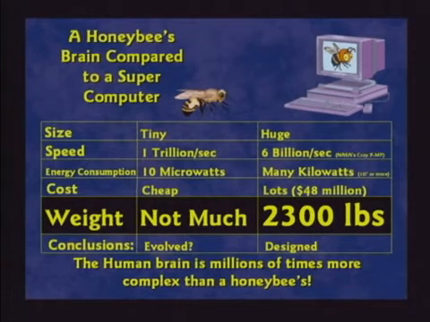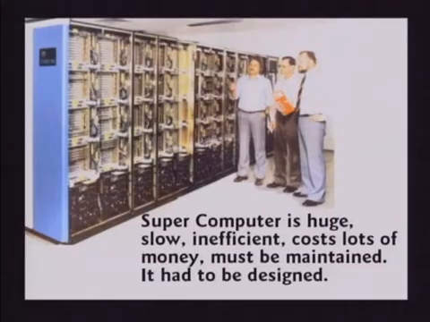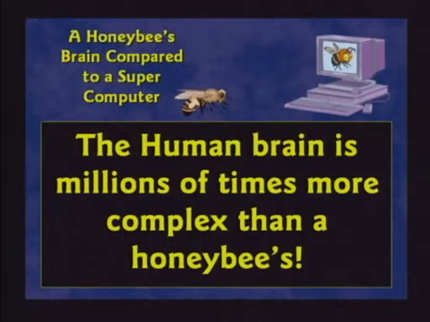Let's see, what can we conclude? The supercomputer was huge, slow, inefficient. You had to babysit the dumb thing. But everybody knows it had to be designed. Right? There's nobody with half a brain that'll tell you the Cray came from an explosion in an electronics factory. It was designed, okay? And yet they turn right around and think the honeybee evolved. And the brain of a human is a lot more complex than a honeybee.